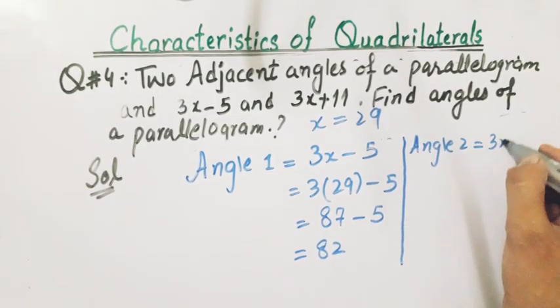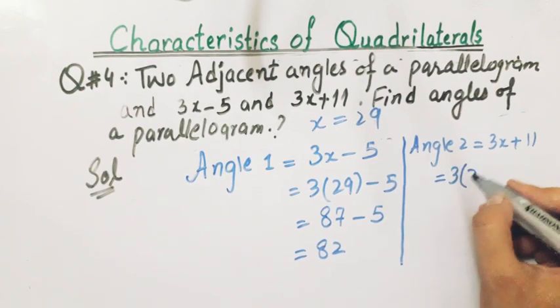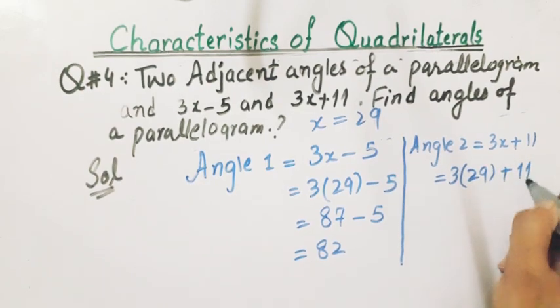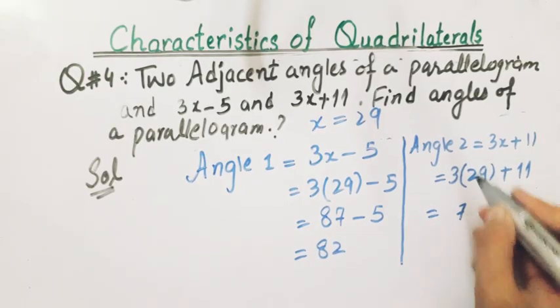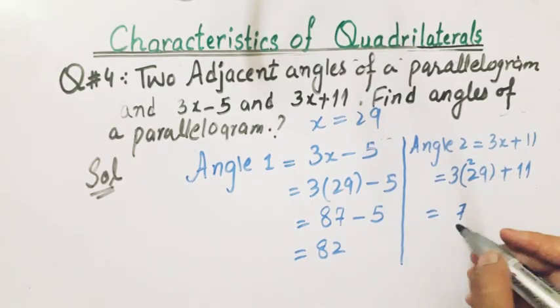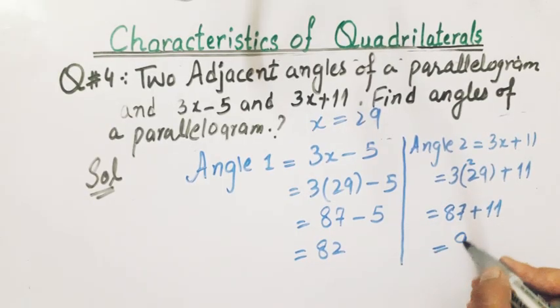That is 3x plus 11. Now substitute the value of x, that is 29 plus 11. So 29 into 3: 9 3s are 27, 3 2s are 6, 7, 8. 87 plus 11, this will be 98. So this will be the angle 2. Now you can verify your answer in one step.